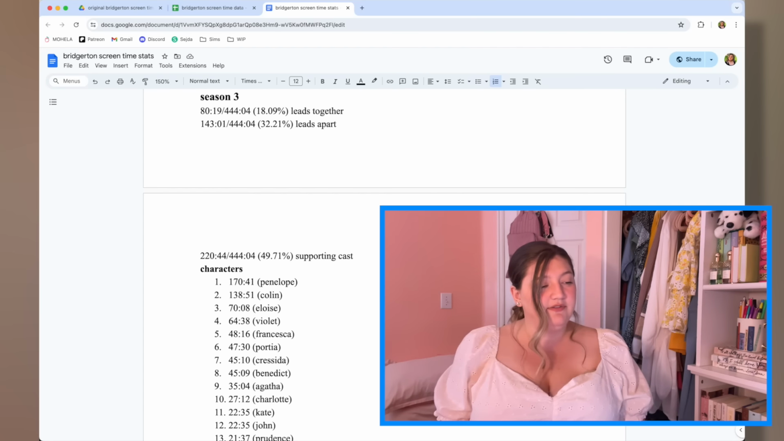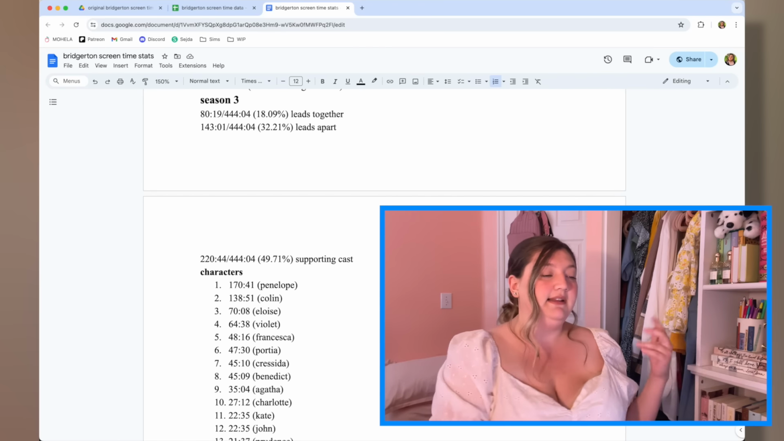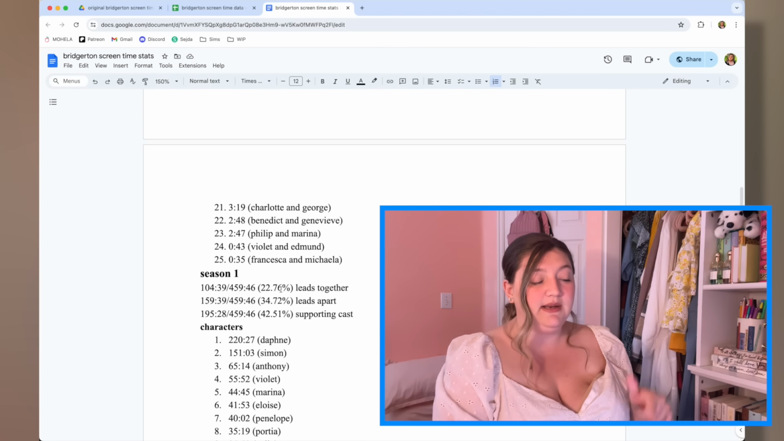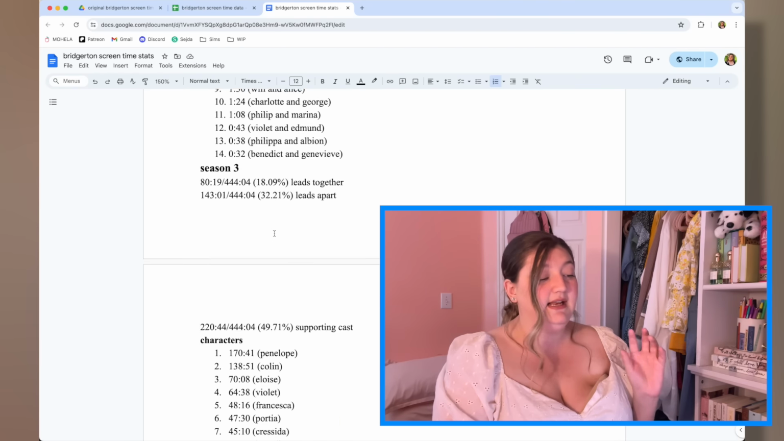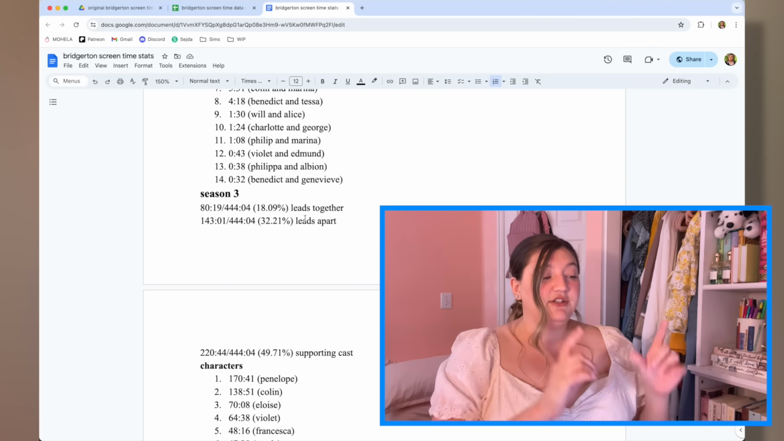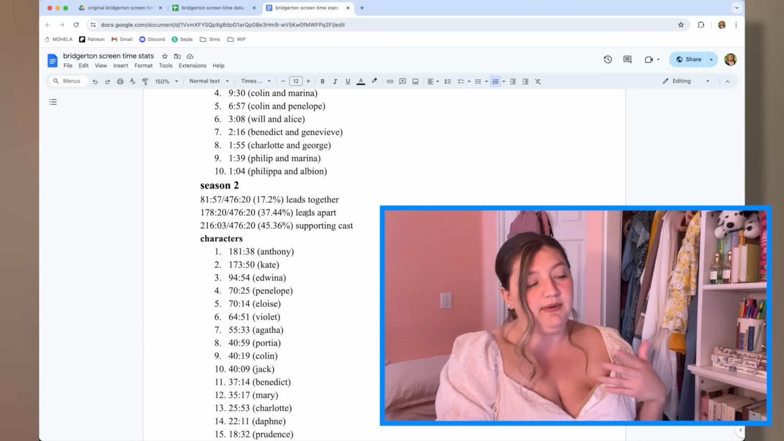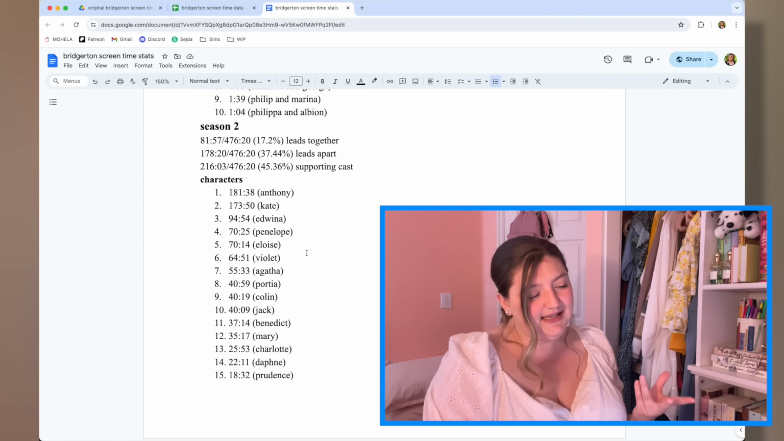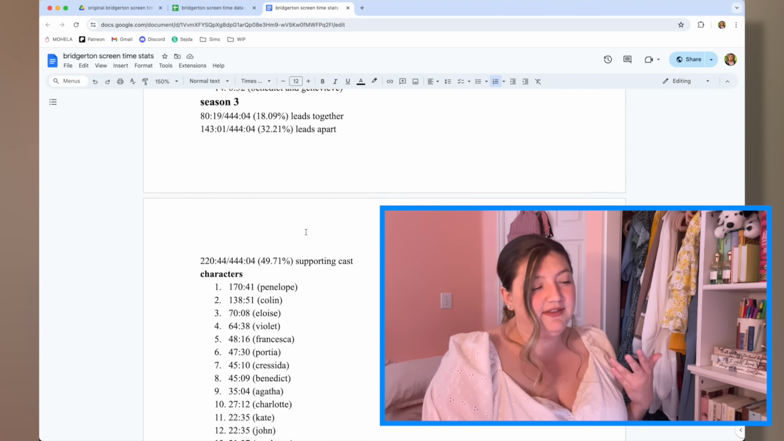Okay, season 3 overview. It's split: 18% leads together compared to 17. So this is actually interesting. Percentage-wise, 18 versus 17, Penelope and Colin take up more time together in their season, but in flat value, they have 1 minute less than Kate and Anthony. So that's a consequence of season 2 being longer. 32% leads apart and 49% supporting cast, which I think is the highest amount of supporting cast. So that goes to show all of the differences that exist here.